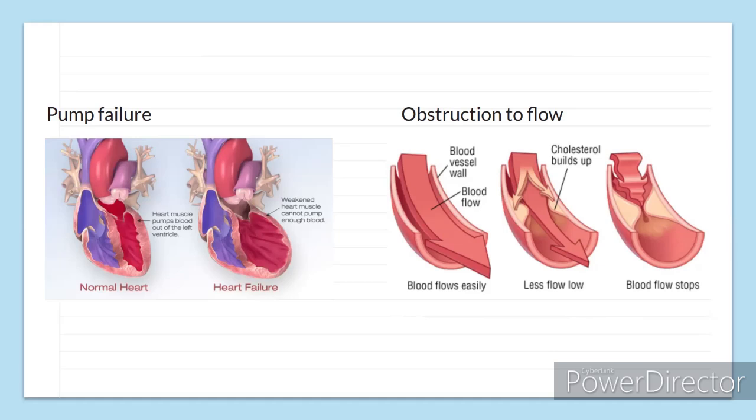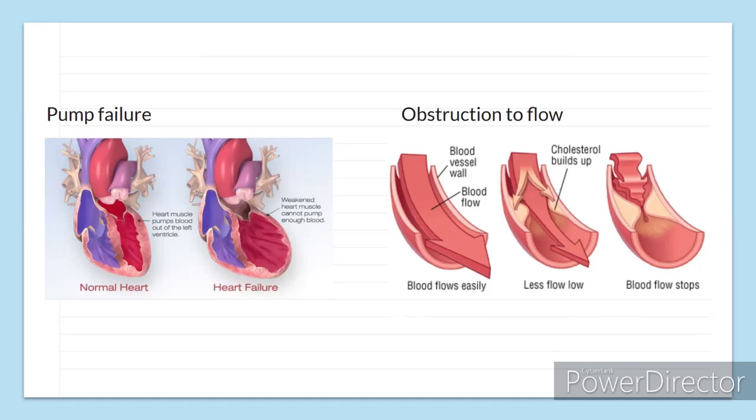The second mechanism is obstruction to flow, which is where there are physical barriers that are obstructing blood flow. This results in an increased workload on the heart or hypertrophy of the cardiac muscle. Hypertrophy is when the heart muscle thickens and becomes enlarged. An example of obstruction to flow would be atherosclerosis, which is when the arteries narrow due to plaque buildup.